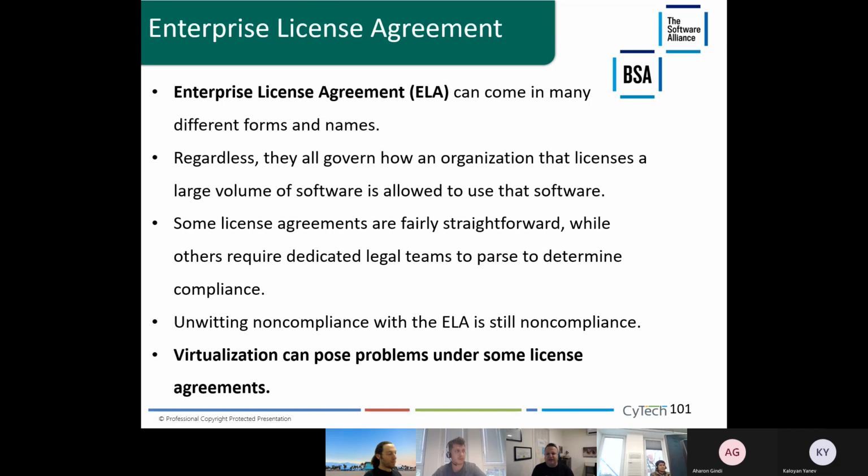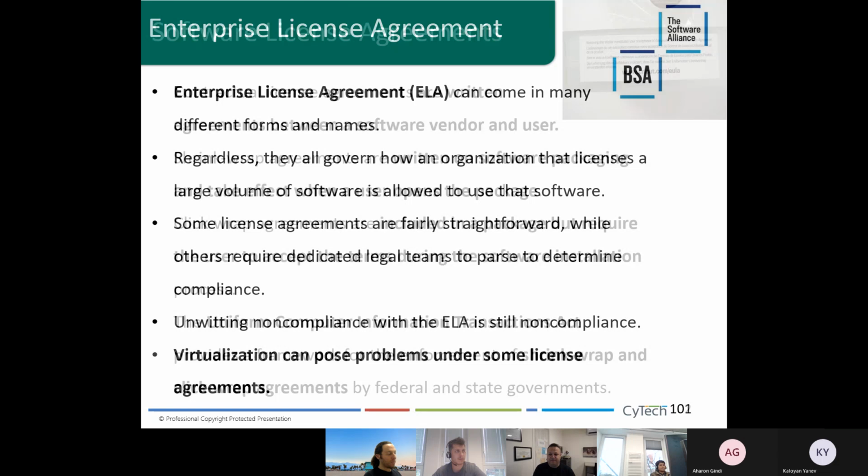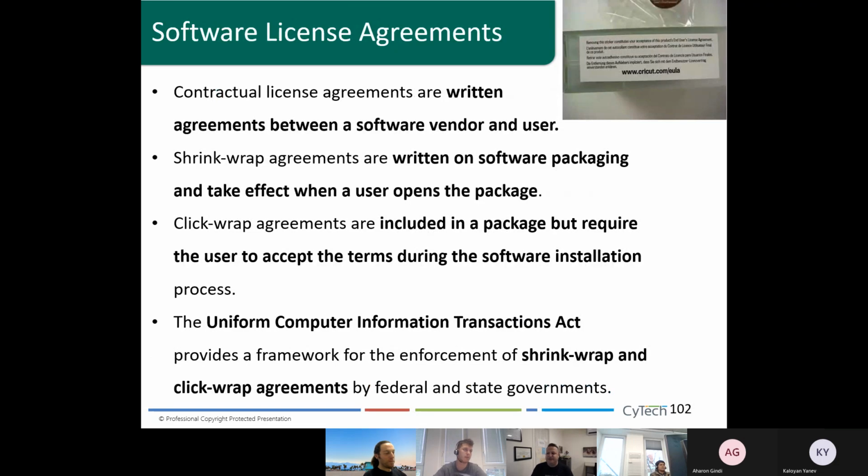That's the enterprise level license agreement. The next one is the software license agreement, which is more narrow, more focused on one software, okay? So you buy a software and you have that license agreement that is related to that software, okay? And you agree to that.